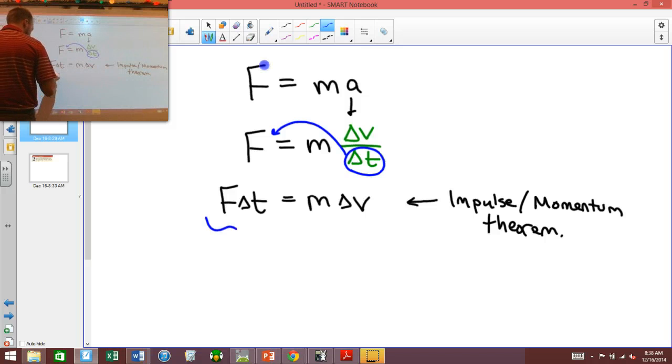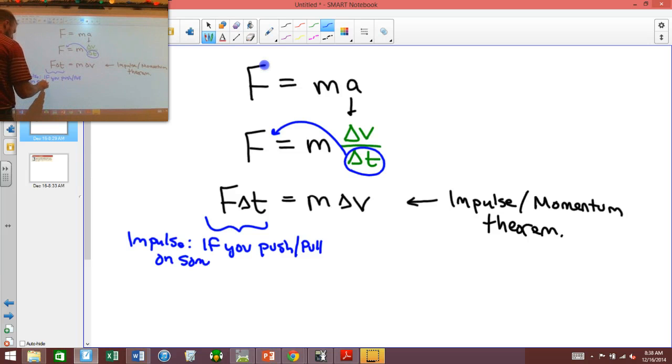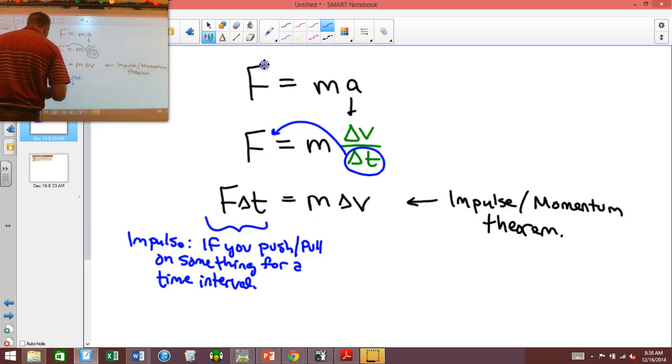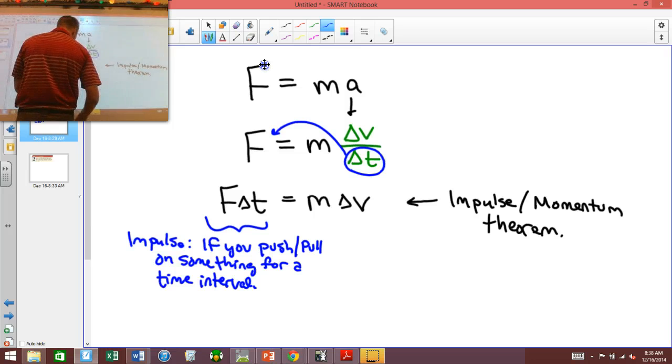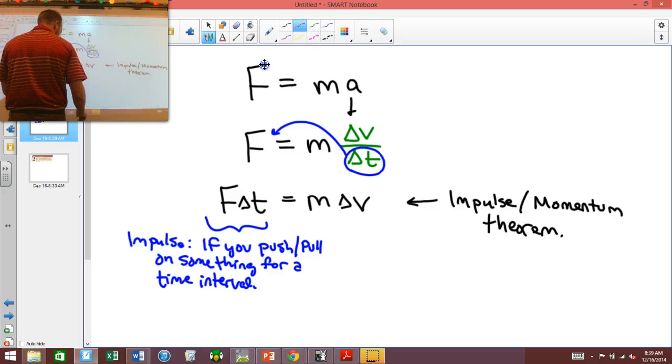Right here, we call this impulse. And an impulse is if you push or pull on something for a certain amount of time. I like to equate it to when you're a kid, how you go sledding and someone pushes on your back. The longer they push on you, the faster you're going to end up getting going. And this, we call this momentum.